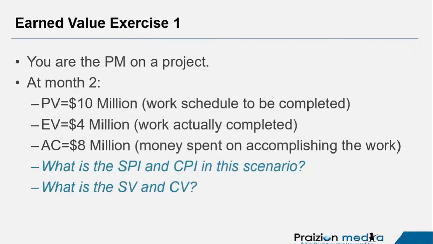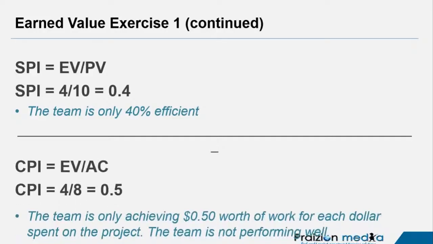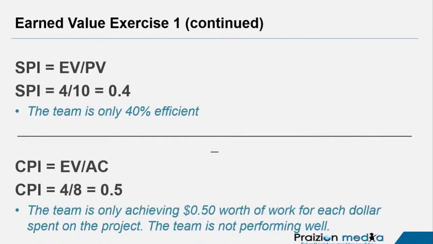So 4 divided by 10 gives you a 0.4 for the SPI. 4 divided by 8 gives you a 0.5 for the CPI. And 4 minus 10 gives you -6 for the schedule variance. And 4 minus 8, I think that's one I wasn't sure of in 1 or 2 of the chats I saw, but that gives you a -4. So let's take a look. If these were your answers, you're in the zone, and I want to say well done if those were your answers.